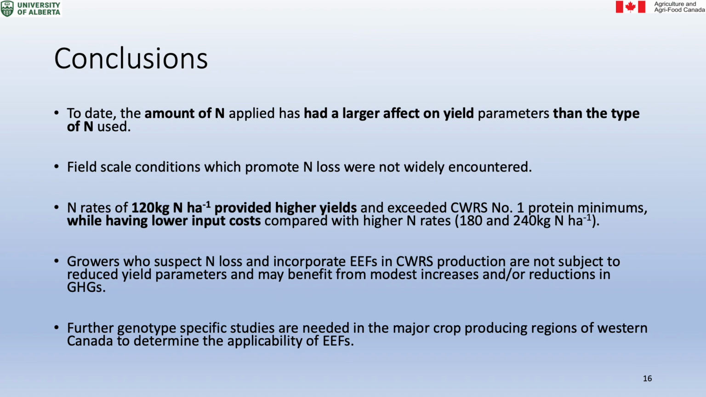Growers who suspect nitrogen loss and incorporate EEFs in their CWRS production are not going to be subject to reduced yield parameters and may benefit from modest increases and/or reductions in GHGs. And further genotype-specific studies are needed in the major crop-producing regions of Western Canada to determine the applicability of enhanced efficiency fertilizers.